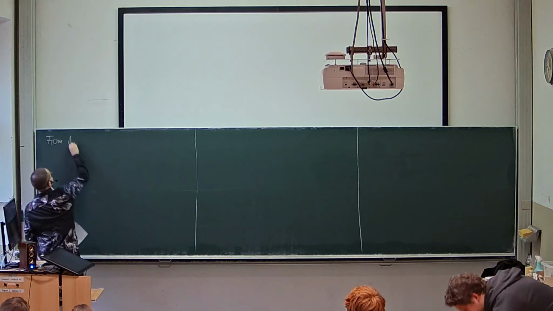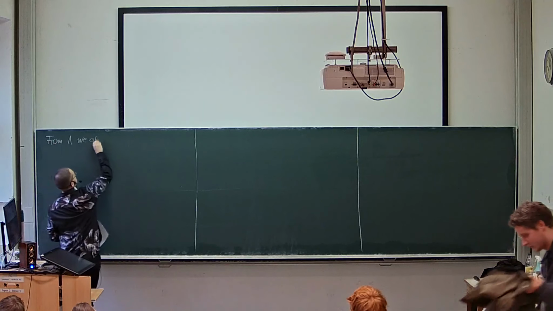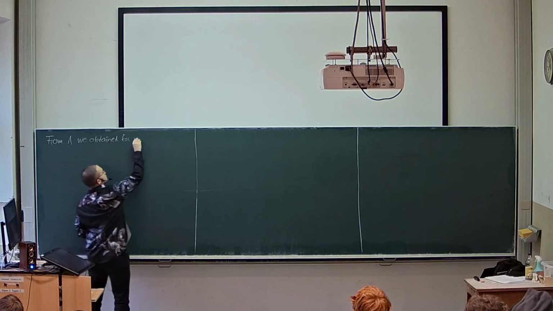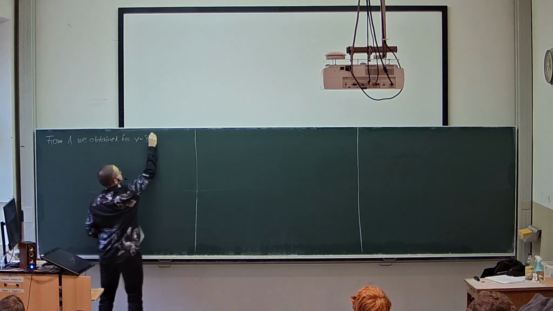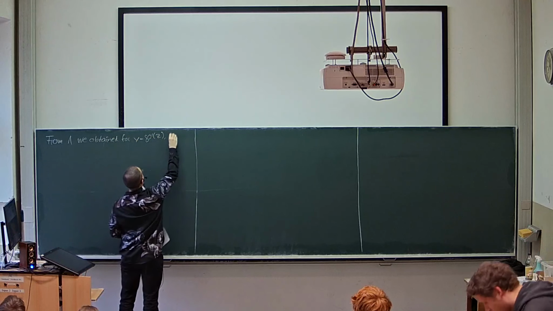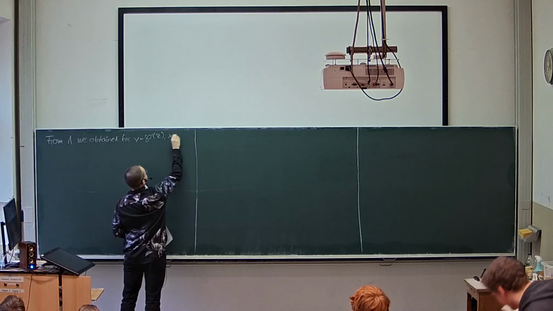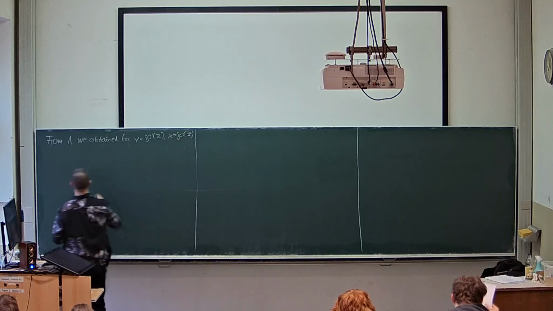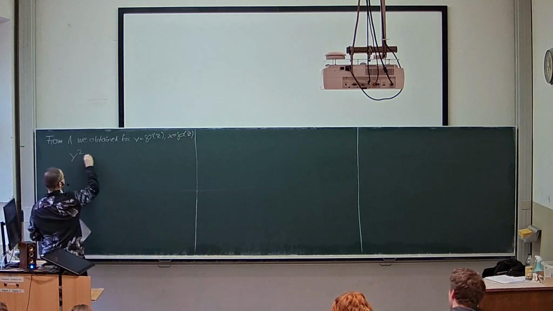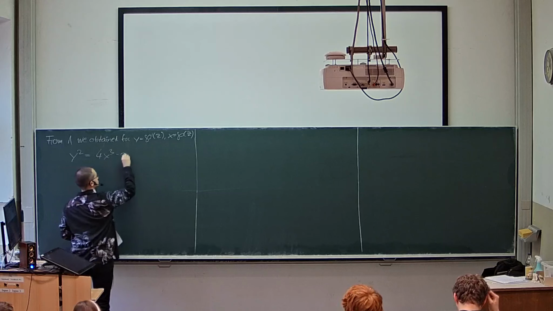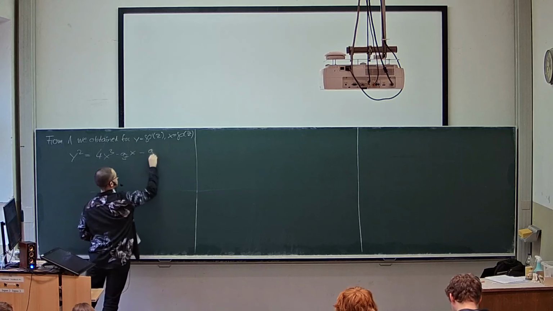From lambda, we obtained, setting y to the derivative of z for some complex number z and x to the value of z, an equation which looks very much like an elliptic curve.